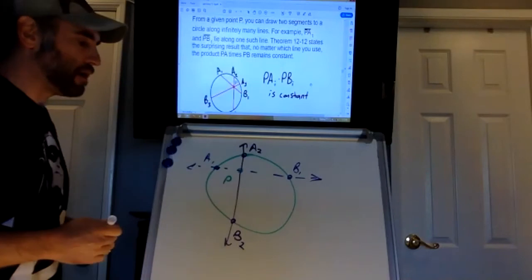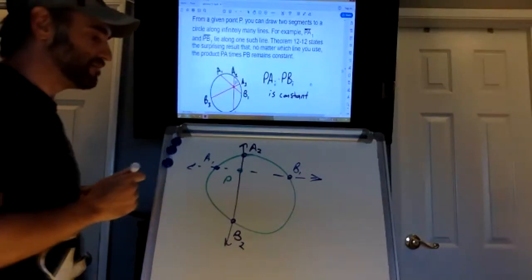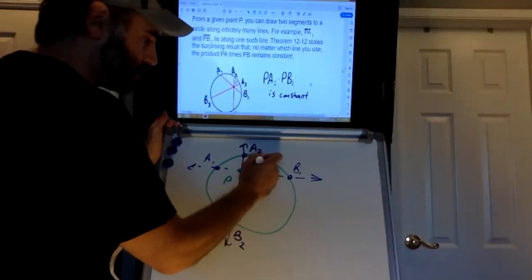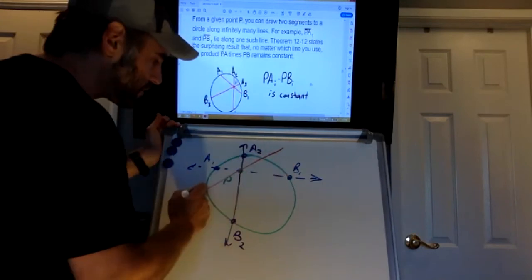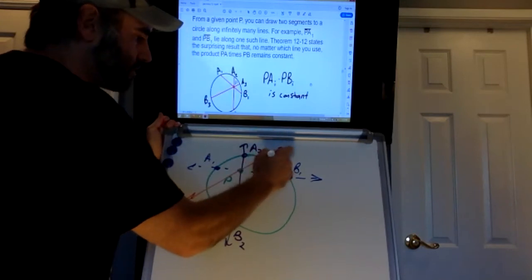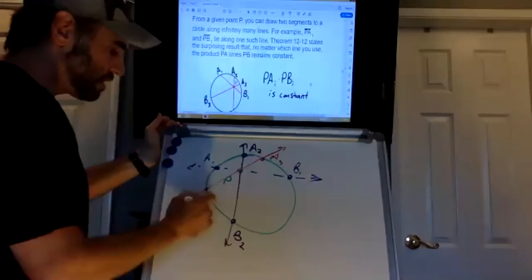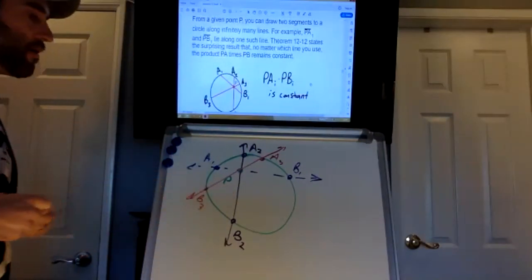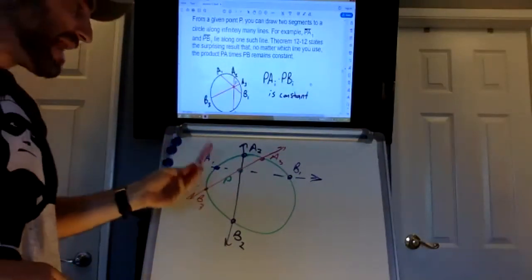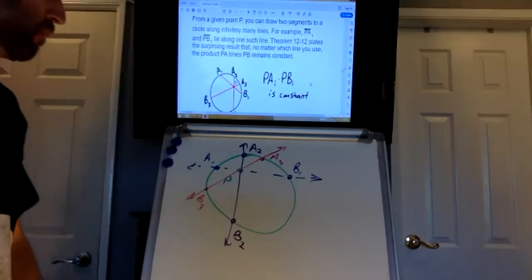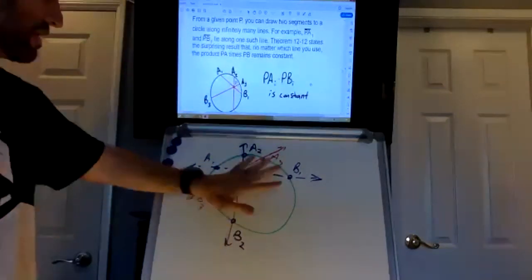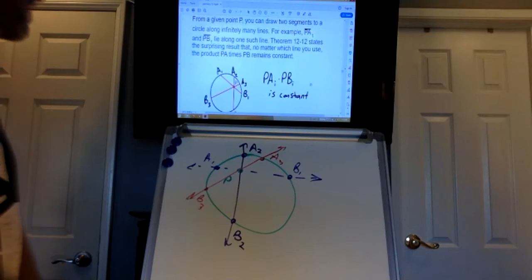That's what Bob Ross always used to say, doesn't matter. Okay, let's go this line. A little accident. A3, B3, doesn't matter. All right, so that has to happen always when you draw a line through any point inside a circle, whether it's the center or not the center.